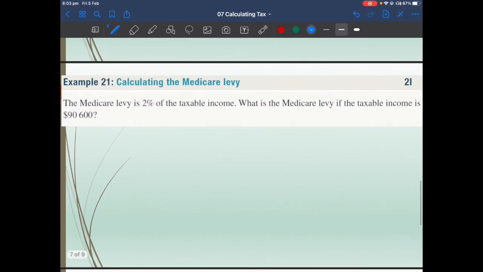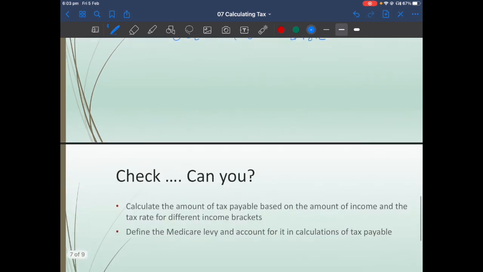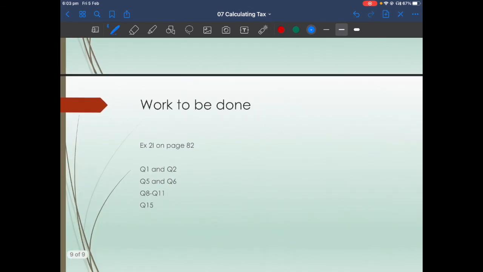But again, the way we calculate this is just a percentage, and we've done plenty of these so far. Remember, we put it in as a decimal, we times it by the amount, and that just goes into our calculator. And it comes out as $1,812. So I've got a bunch of questions here for you guys to practice.